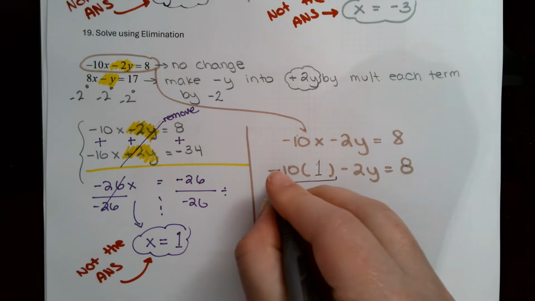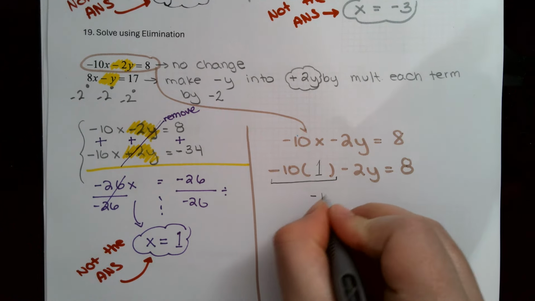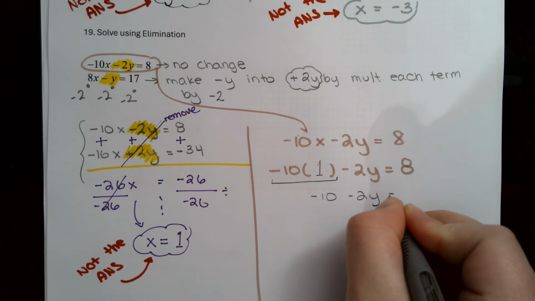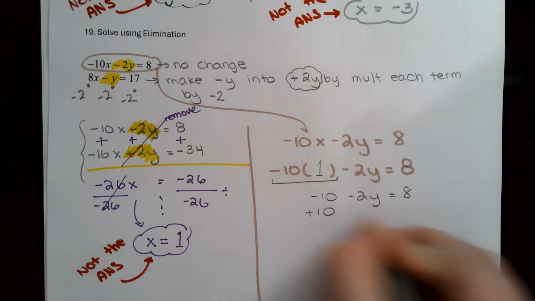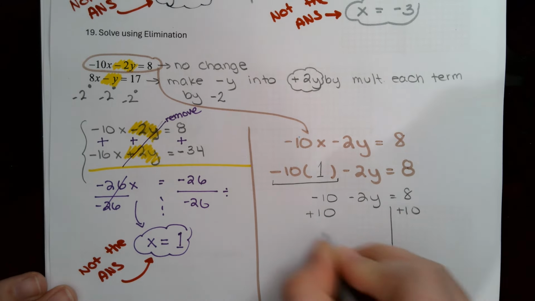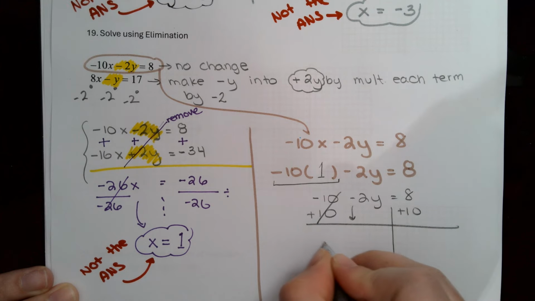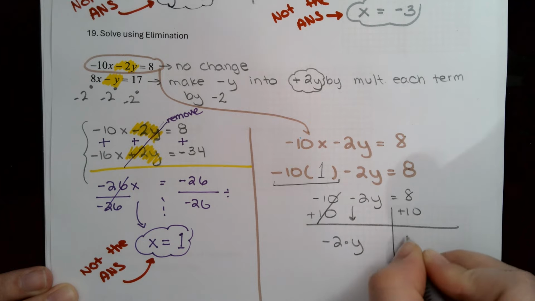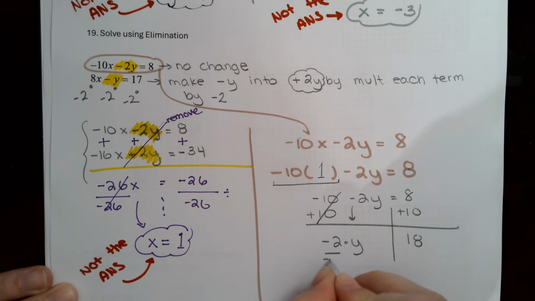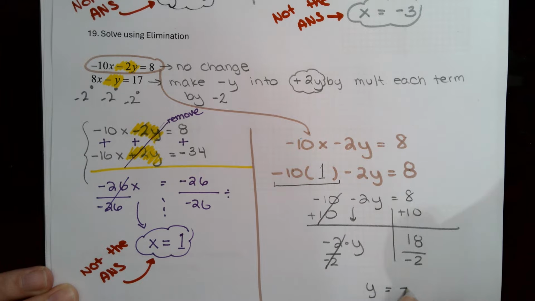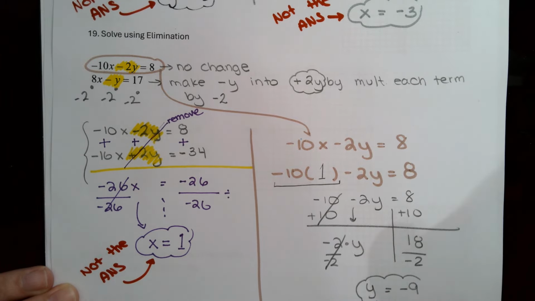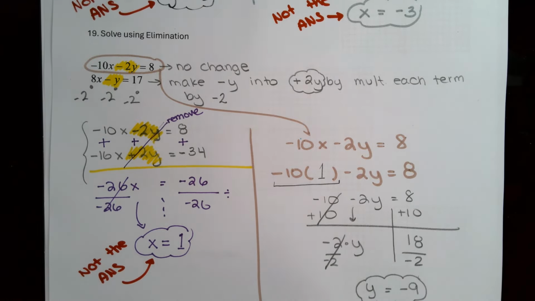Type this into the calculator. -10 times 1 is -10. Adding 10 to both sides, bringing down the -2 times y, dividing by -2. Y is then equal to a -9. Reminder, this here is also not your answer.